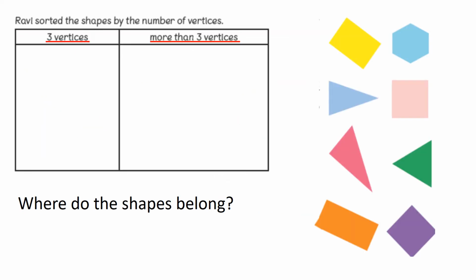Another way we might sort these shapes is by the number of vertices. And remember, the vertices are where 2 sides meet, in case you have forgotten. Now I'd like you to have a look at the shapes over here and try and decide where you would put each one. Would it go in the 3 vertices group, or would it go in the more than 3 vertices group? Pause the video and have a think with your partner and decide where you'd put each shape.